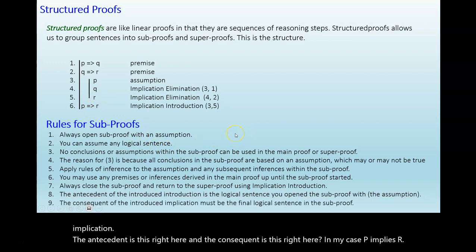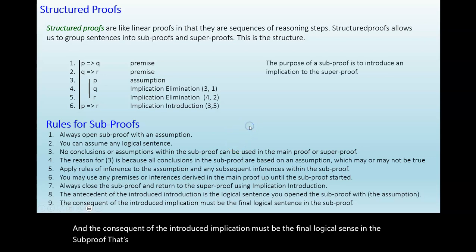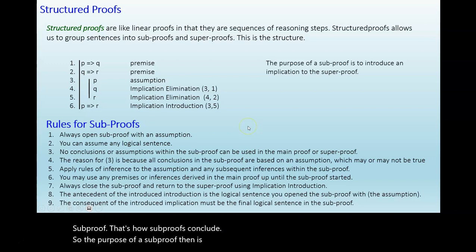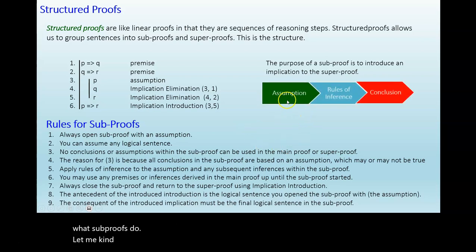And the consequent of the introduced implication must be the final logical sentence in the subproof. That's how subproofs conclude. So the purpose of a subproof then is to introduce an implication to the superproof. That's what subproofs do. Let me kind of graphically state it.